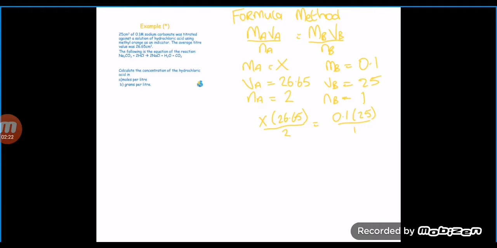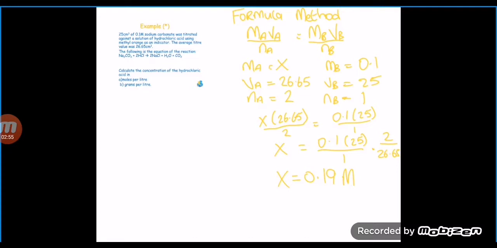Now you want to get X on its own, so you need to rearrange. So that would be 0.1 by 25 over 1, and that's multiplied by 2 over 26.65, and I've gotten that from multiplying both sides by 2 and dividing both sides by 26.65, and you get an answer of 0.19. So that's 0.19 moles per litre.